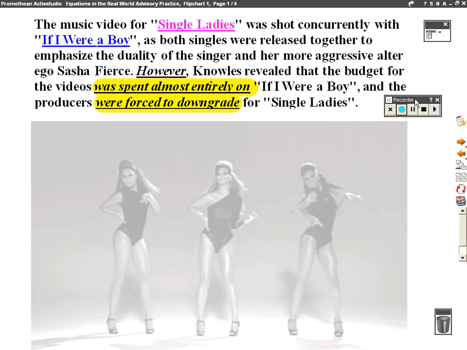It says the music video for Single Ladies was shot concurrently with If I Were a Boy, as both singles were released together to emphasize the duality of the singer and her more aggressive alter ego, Sasha Fierce. However, Knowles revealed that the budget for the videos was spent almost entirely on If I Were a Boy, and the producers were forced to downgrade for Single Ladies.